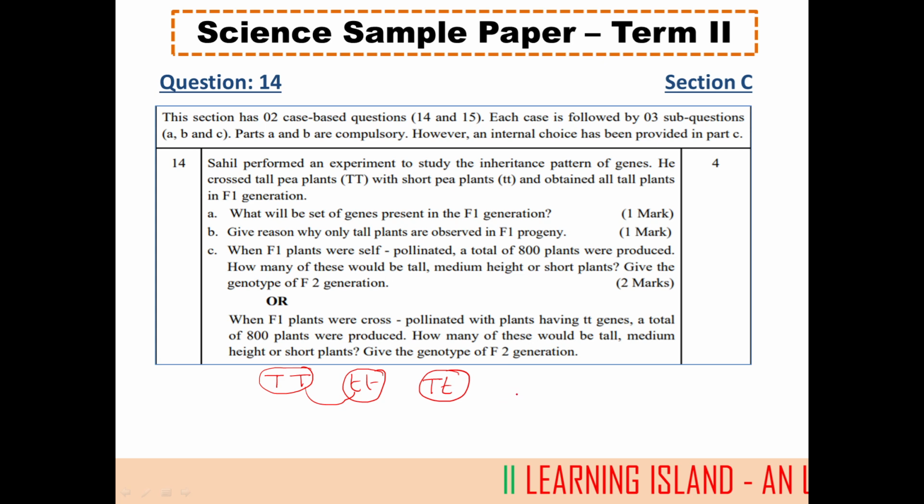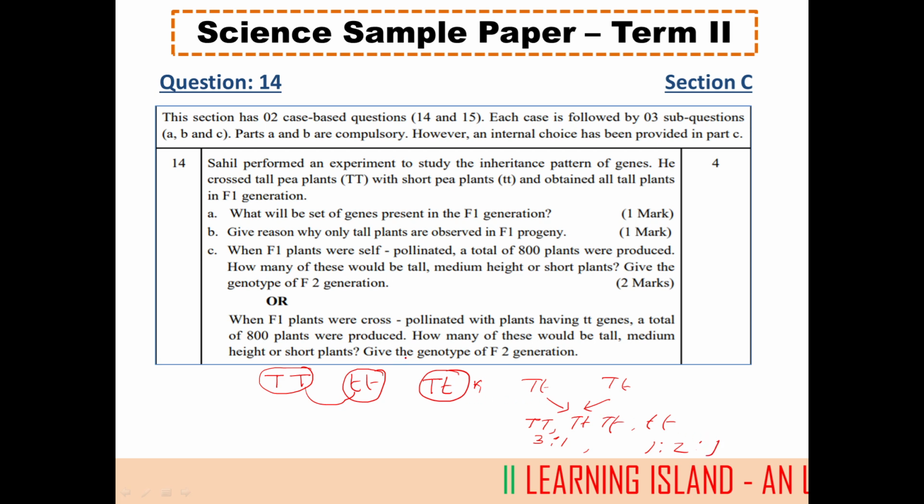Question number C: when F1 plants were self-pollinated. In Mendel's monohybrid cross checkerboard, you have seen how it is produced. It is produced like this: TT, Tt, Tt and tt. The phenotypic ratio becomes 3:1, and the genotypic ratio is 1:2:1. So you know that, I hope.